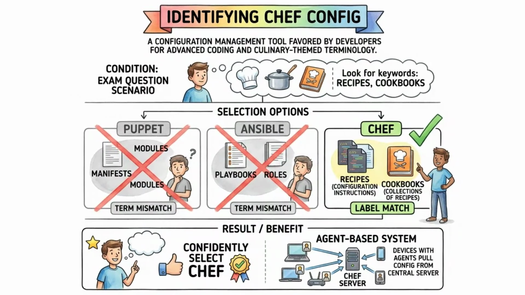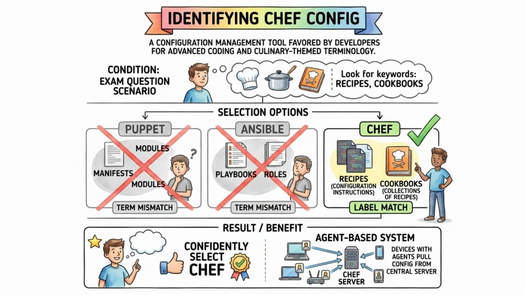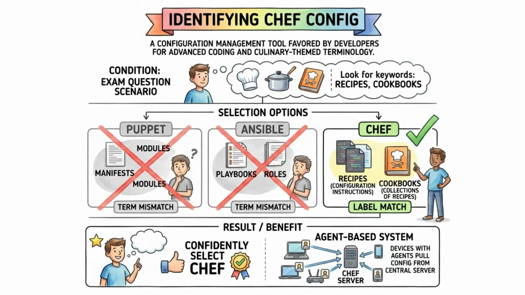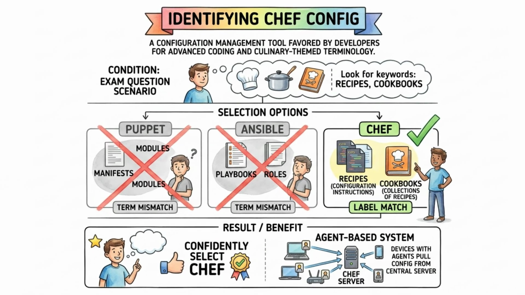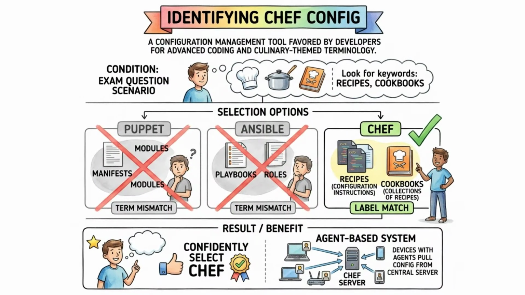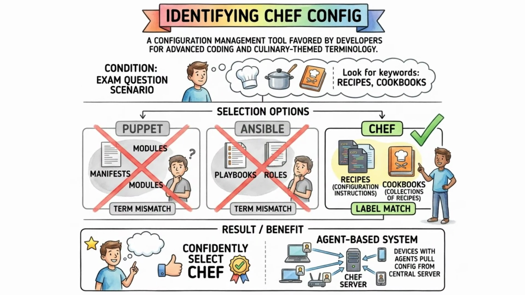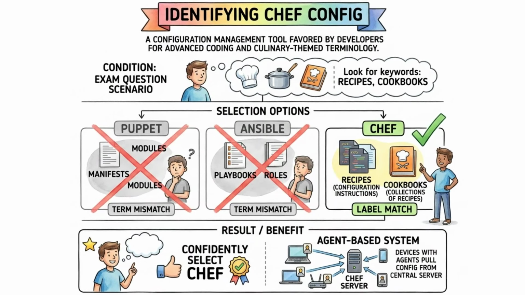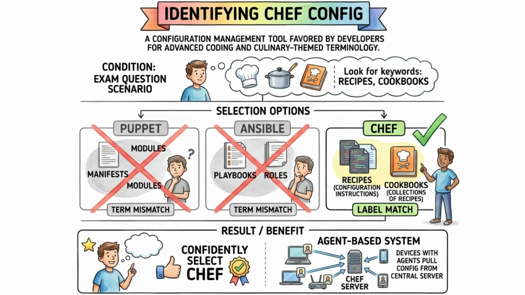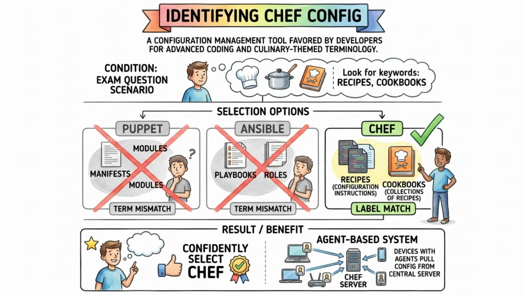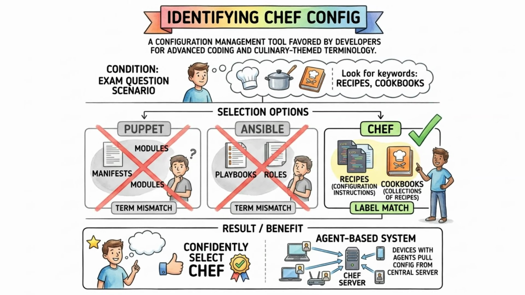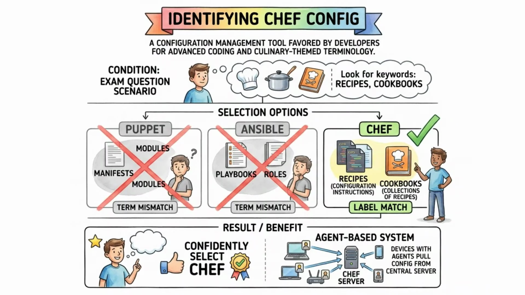Chef is the third major configuration management tool you need to recognize, and it is heavily favored by professional software developers who are comfortable writing more advanced code. Like Puppet, Chef typically requires you to install a software agent onto your end devices, which constantly checks in with a central Chef server for new instructions. Chef uses a unique culinary naming theme, where you write your configuration instructions in files called recipes, and you group those recipes together into larger collections known as cookbooks. If you ever see an exam question talking about configuration management using recipes and cookbooks, you can confidently select Chef as the correct answer.